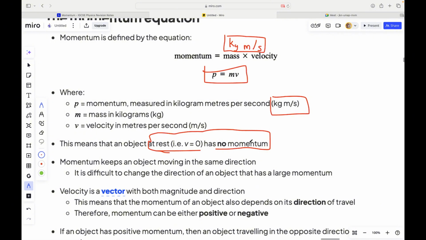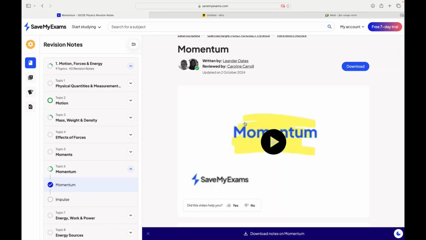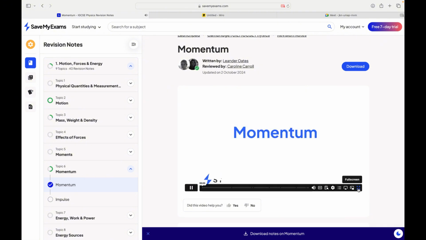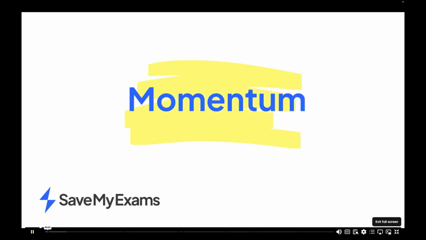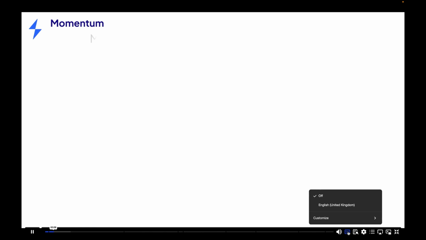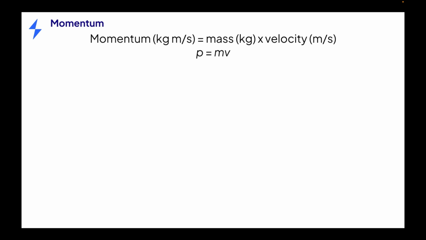So now quickly let's take a look at our tutorial that explains momentum and gives us clarity. This video is about the conservation of momentum. All objects in motion have momentum. Momentum is calculated using the equation: momentum in kilograms meters per second is equal to mass in kilograms times velocity in meters per second. The symbol P is used to represent momentum.